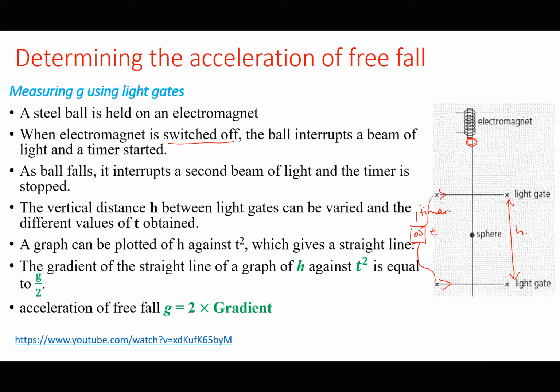Then we vary or adjust the distance h between the two light gates. Again, we plot a graph of h against t squared, which should be a straight line as before. From h equals a half g t squared, if we compare this with y equals mx, maybe plus c, there is no y-intercept. So we notice that the gradient is equal to g divided by 2. So g is going to be twice the gradient. That is how we determine the acceleration of free fall close to the Earth's surface.